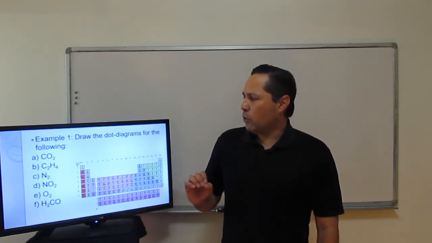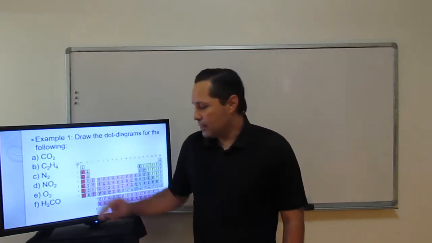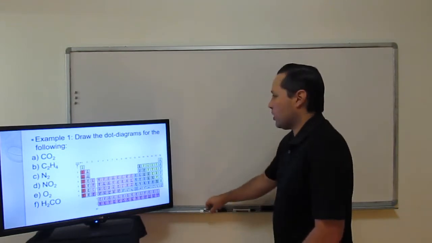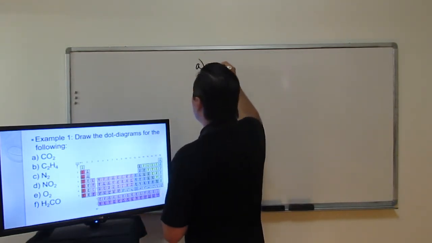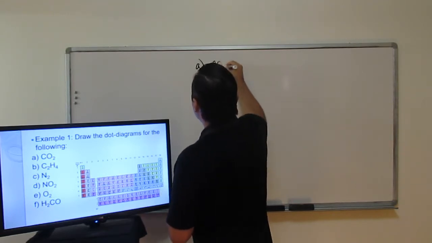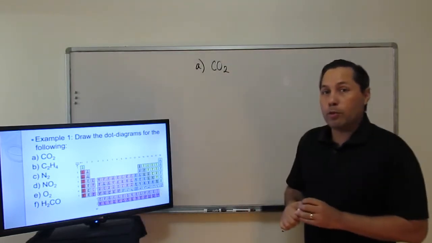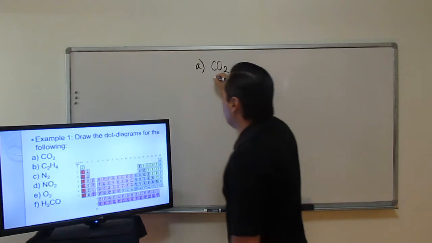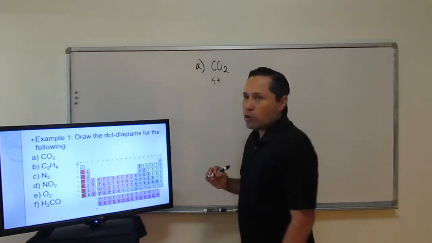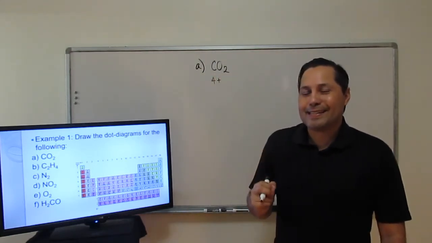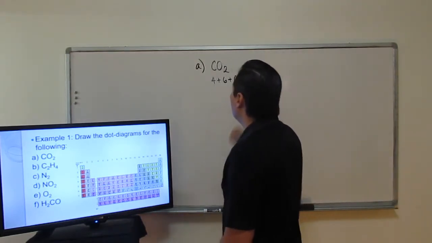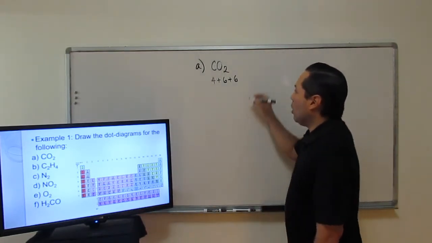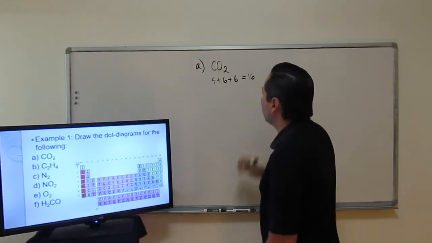So I want to go ahead and have a quick discussion on the first one, carbon dioxide. Carbon dioxide, CO2. We're going to draw the Lewis dot diagram for it. CO2. Carbon is in column number 14, so it's got 4 valence electrons. And oxygen is in column 16, so it's got 6 valence electrons. Alright, so for a grand total of 16 electrons.